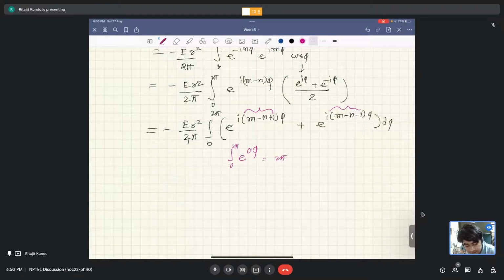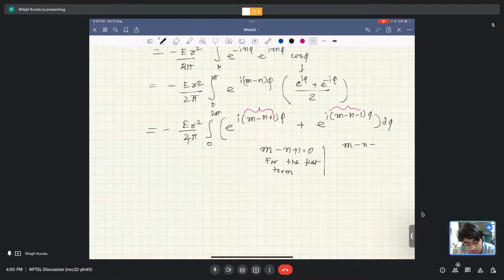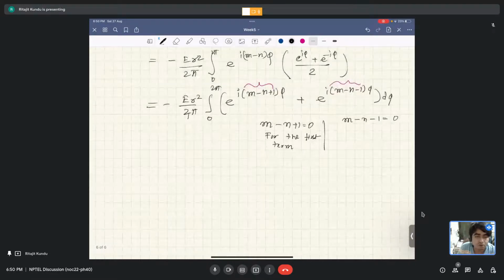So that will happen when m minus n plus 1 is 0 for the first term, and for the second term this integration will be non-zero when m minus n plus 1 is 0. Okay, so now this integration can be 0 or non-zero depending on what the values of m and n are.